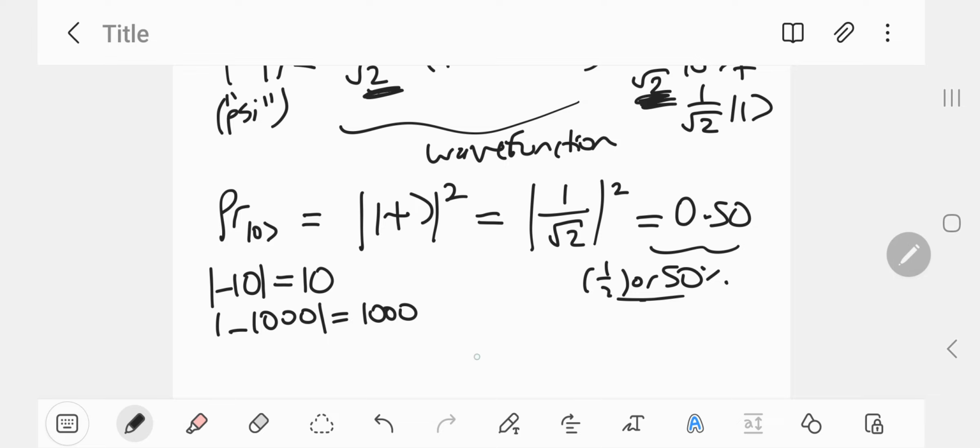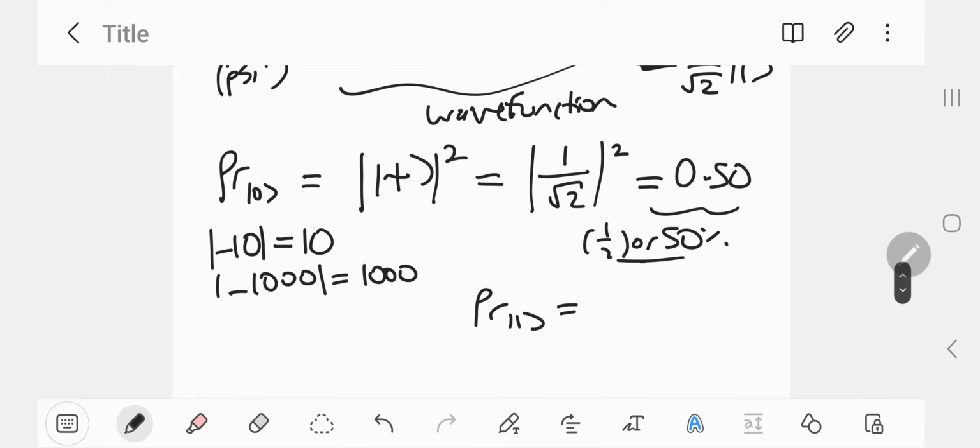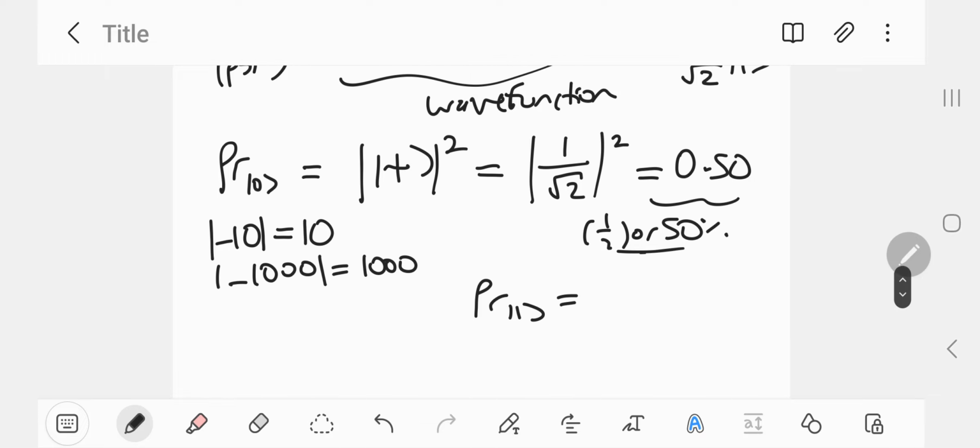And similarly, you can do the same thing. I'll leave that as an exercise for you, to find the probability of the electron being in the spin up state. And so therefore the probabilities, when you add them up, you'll find that they add up to 1 indeed. 100%. Probabilities must always add up to 100%, right?